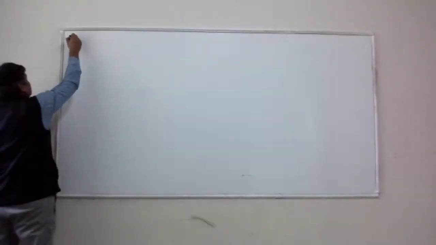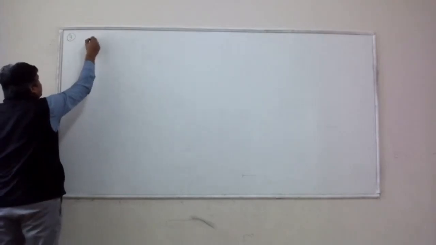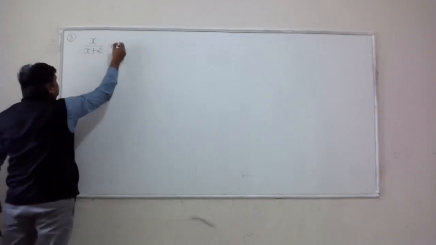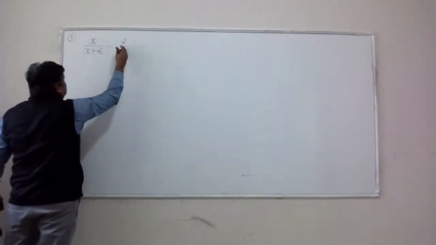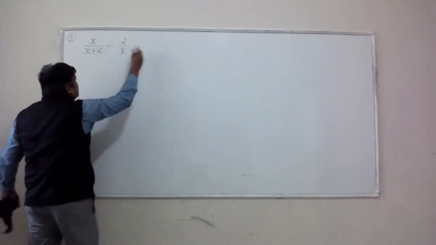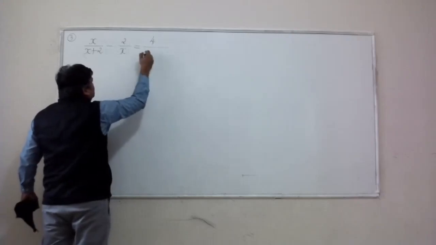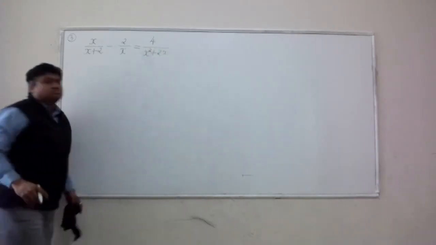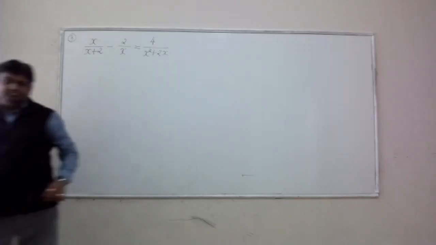Let's say we have, this is the third problem where we would like to solve the equation x over x plus 2 minus 2 over x equals 4 over x times (x plus 2), which is 4 over x squared plus 2x. All right, let's work with this particular example.